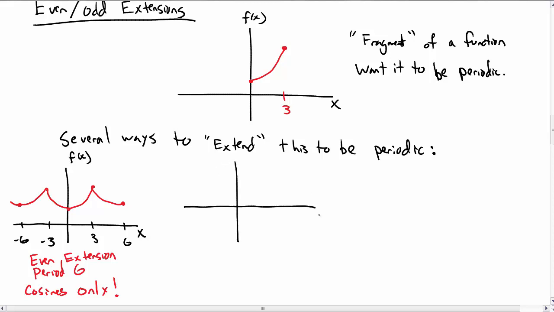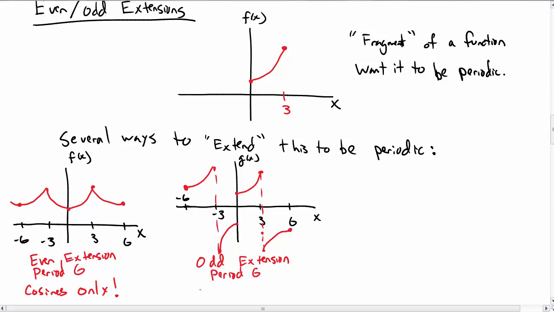I can, on the other hand, take my function, again in the same domain, and I can draw my original fragment here, and I can imagine extending it like this, so that my function is actually now odd. And so I would say this is an odd extension. This odd extension has a period of 6, and since it's odd, then I only have sines.